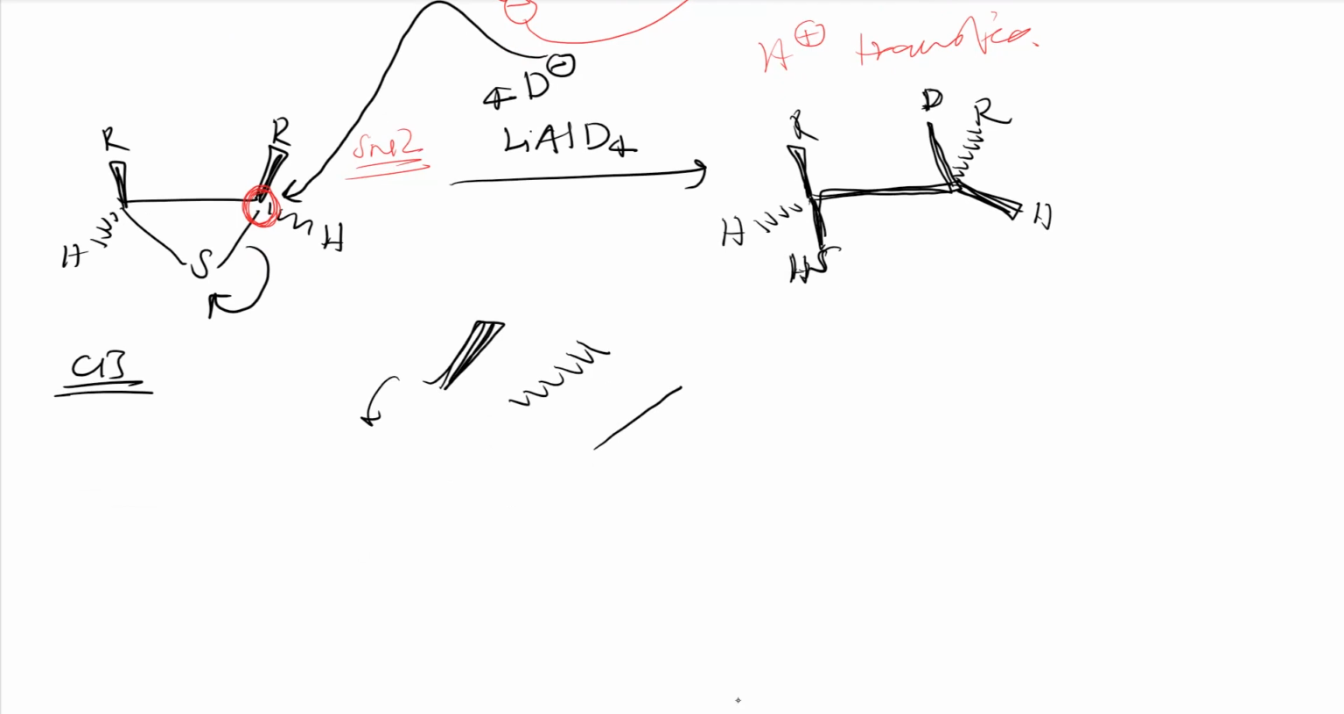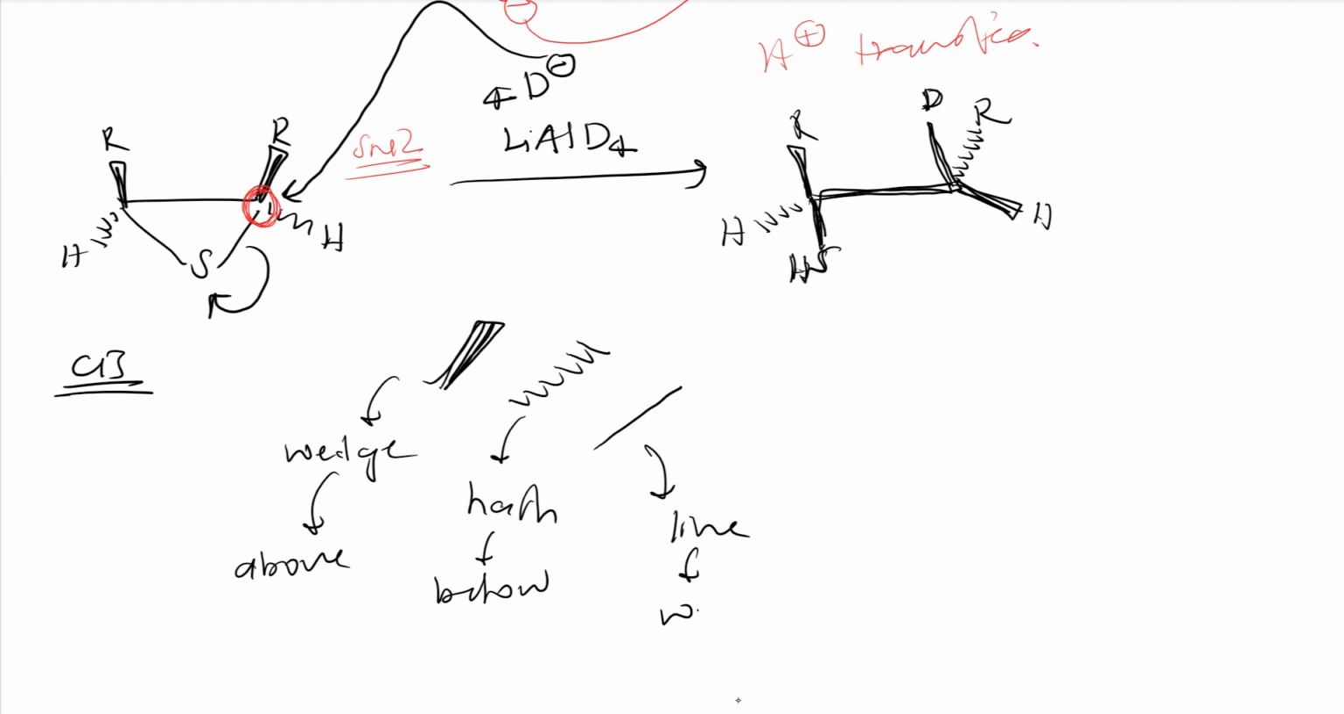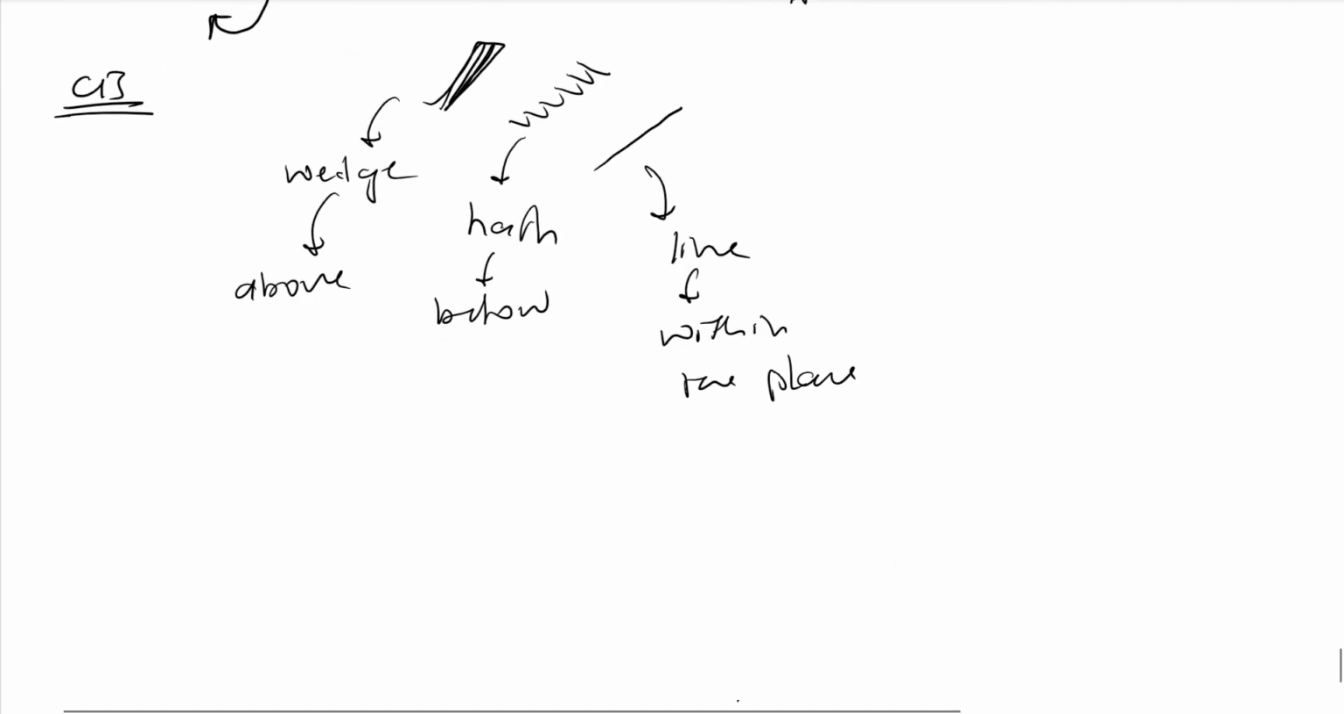We call it a wedge bond. This is a hashed bond, and this is a simple line. So this represents above, this represents below, and this represents within the plane. I hope you know these things, right? So let us see all the examples, right?